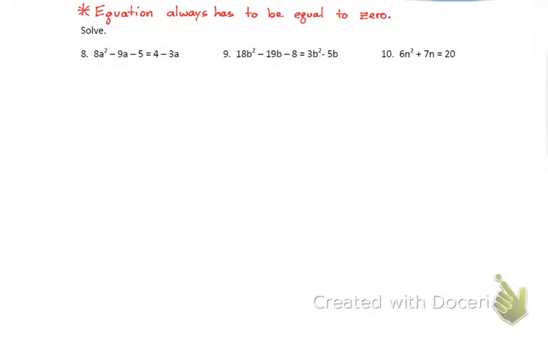So to do that, I'm going to do both steps at once. I'm going to subtract 4 here, and I'm going to add 3a, which gives me my new equation here of 8a squared minus 6a minus 9 equals 0.